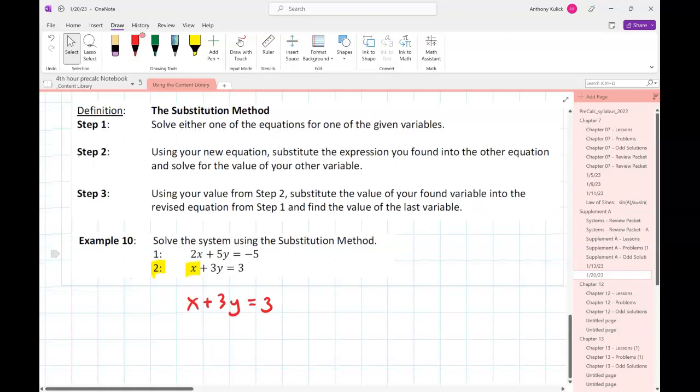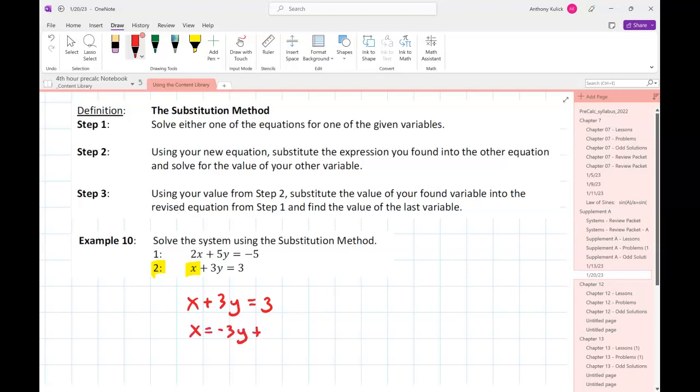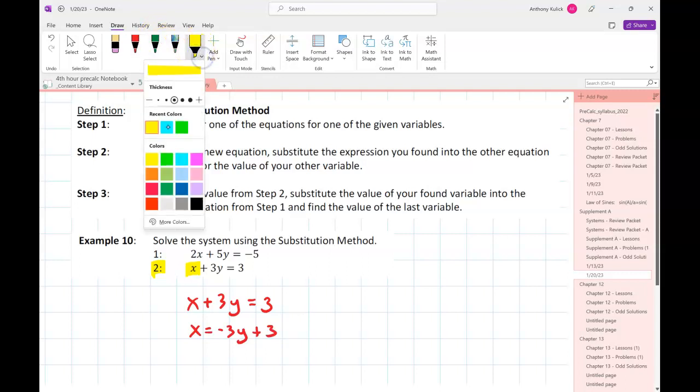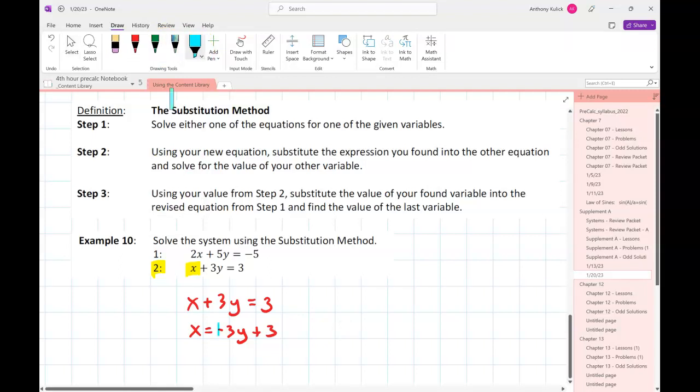To isolate the x, to get x by itself, what do I need to do? Yeah, just subtract 3y from both sides. It's easy enough. Now I'm going to take that expression for x and substitute it into the x in equation 1.